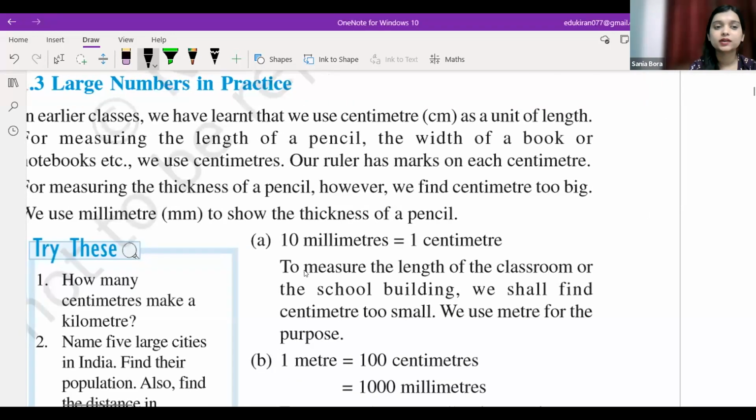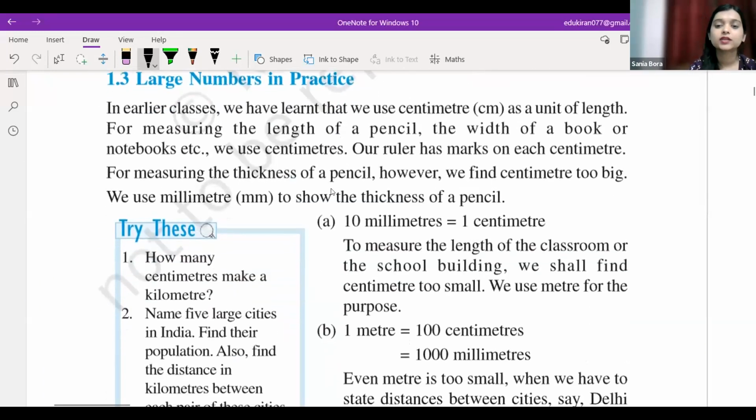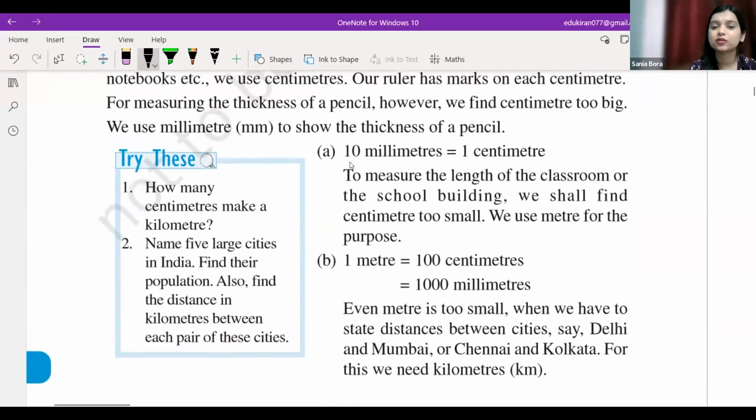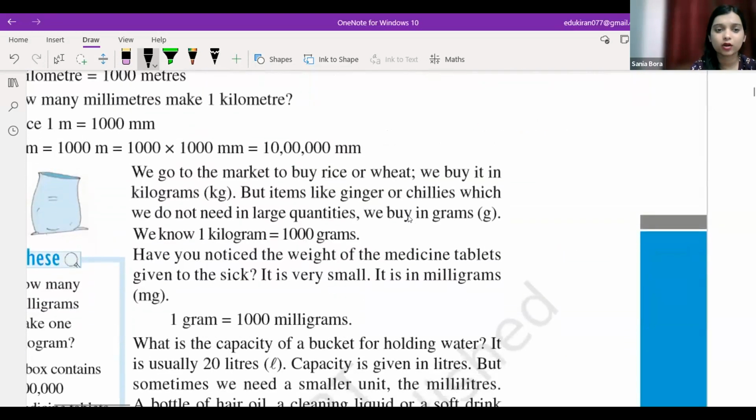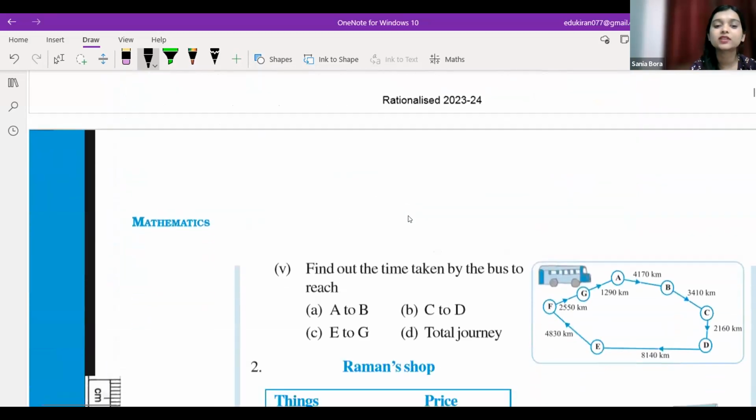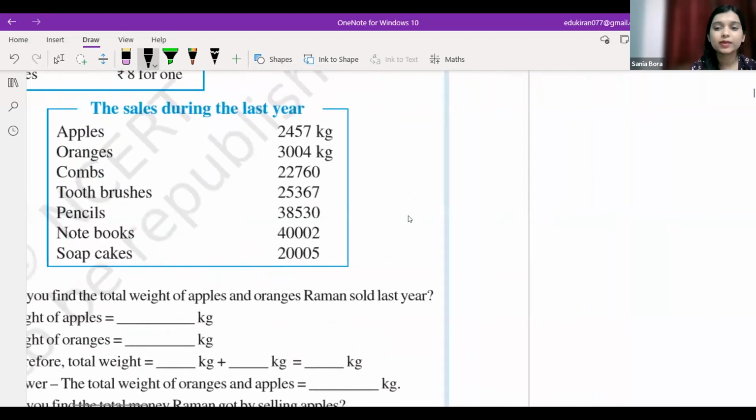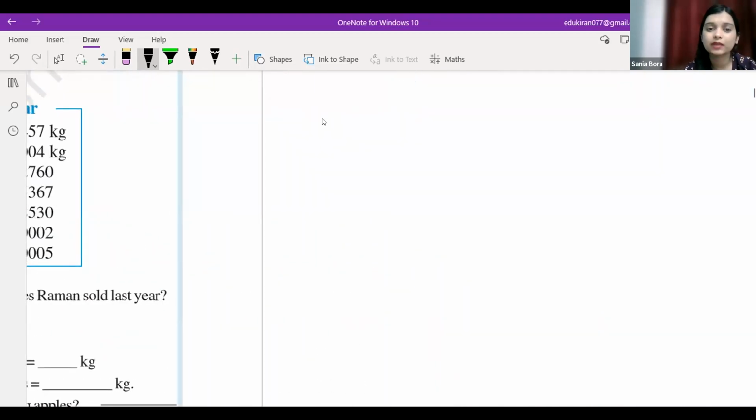Now over here, the next topic is large numbers in practice. Large numbers means like 10 millimeter is 1 centimeter and all that, the conversion part. So in the larger unit, they have the smaller unit inside, right? For example, if I'm talking about 1 kg, it's a large unit. In 1 kg, we have 1000 gram, right? Yeah.